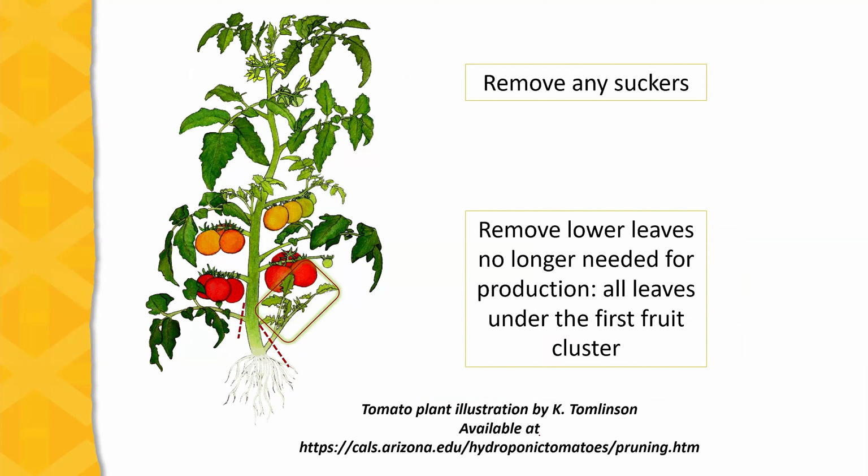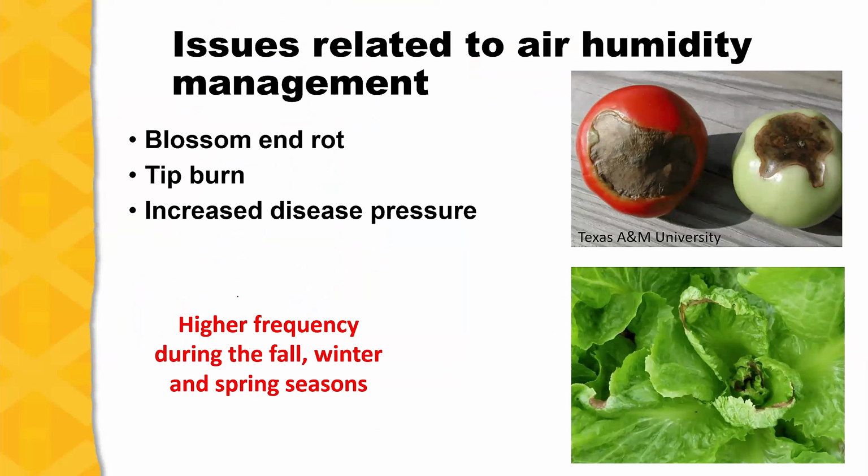All right, so why did I spend so much time talking about this? Because you have some issues related to water transport when you do not have proper air movement, and you end up with microclimates that have high humidity. Blossom end rot is one of them. Tip burn is another one of them. And obviously you have disease pressure. Typically we see this with higher frequency coming out of winter into spring, and coming out of summer going into the fall and winter months.